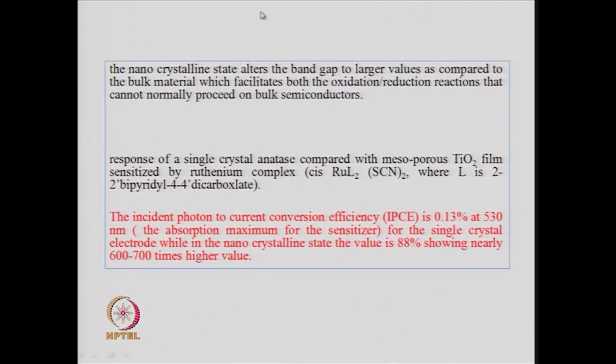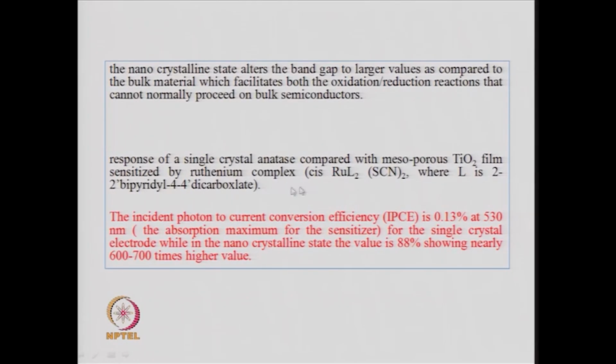Now, if you look into a particular example of, say, a single crystal of anatase. Anatase is one of the forms of titanium dioxide, and this is the form which is used a lot for photocatalysis. And if you look at the response of a single crystal, so take one single crystal, not a polycrystalline material, and then compare it with a film of titanium dioxide. One is a single crystal, the other is a porous TiO2 film, and it is sensitized by a dye.